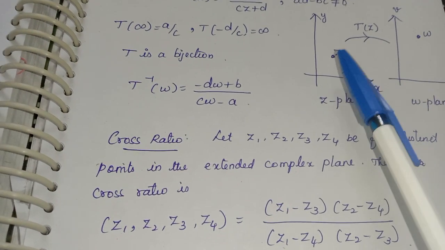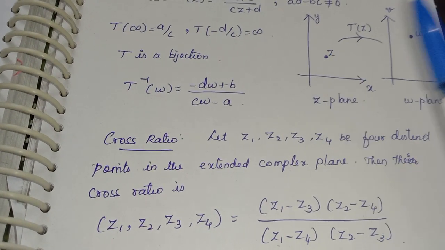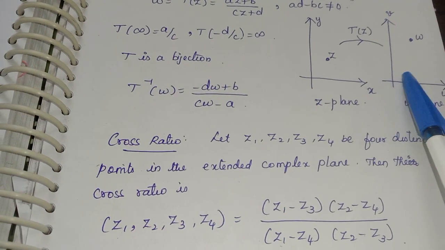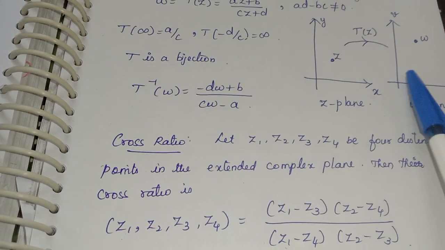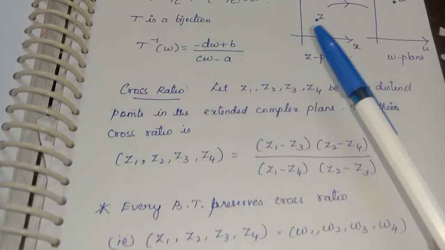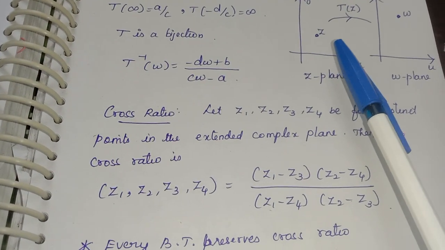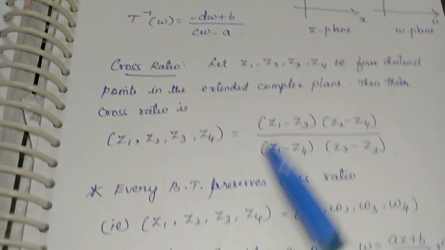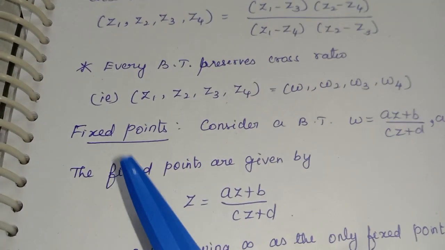Okay, understand? That is, when you take 4 points in the Z plane and their respective images in the W plane, their cross ratio will be equal. That is why we say the bilinear transformation preserves cross ratio. Okay, next one is fixed points.